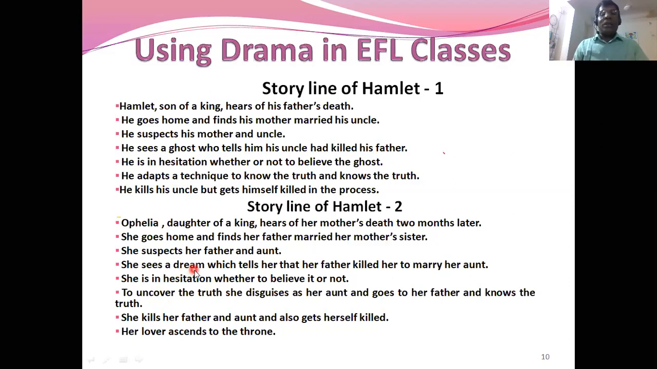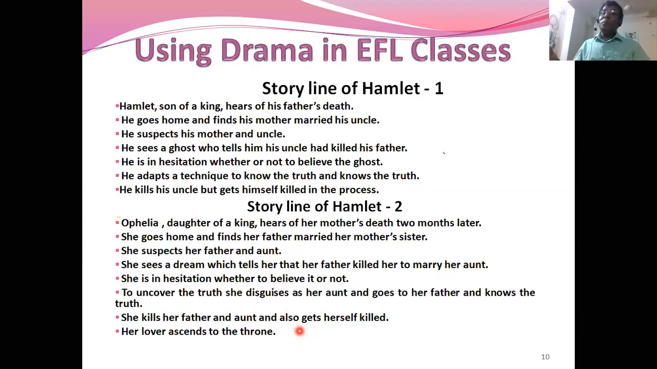She sees a dream. এখানে কি হয়েছিল? He sees a ghost. আমি এখানে দিছি she sees a dream which tells her that her father killed her mother to marry her aunt. In the dream, Ophelia says that her father killed her mother to marry her aunt. তার মাকে মেরে ফেলেছে তার খালার সাথে বিয়ে করার জন্য.